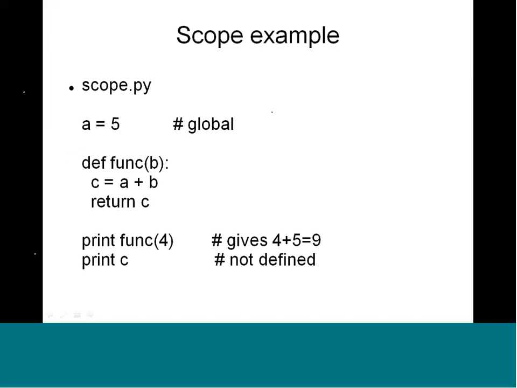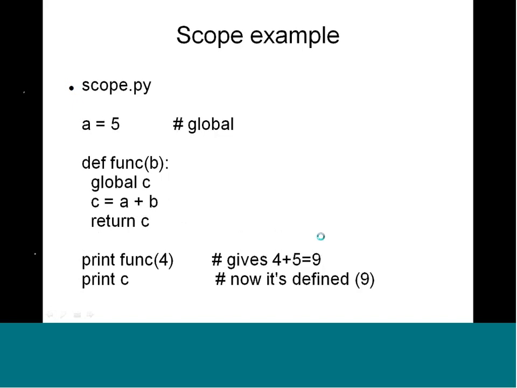So on the scope, essentially, here is another example: a is 5, c is a plus b, and then return c. Then if you say func 4, what does it return? And we say print c, basically, then it does not return anything. But it basically prints 4 plus 5 is 9. So within the function, we can still make it print, but once it is outside the function, it becomes not defined.